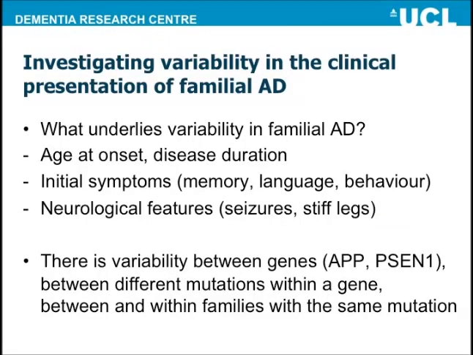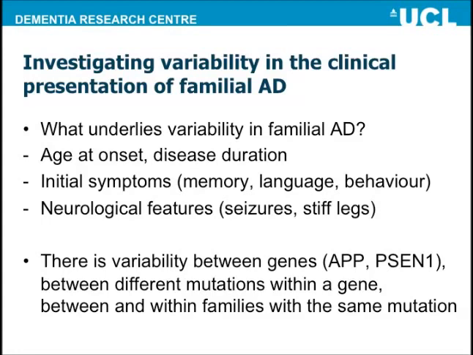So the first application of imaging that I'm going to talk about is how it can be used to investigate variability in the clinical presentation of familial AD. And I want to talk about this for 2 reasons, partly because it's something I'm very interested in, but also because I think it's a really good example of how the questions that you ask us, the things that often we can't answer, and the subjects that we discuss at these meetings can sometimes directly inform the things that we go on to look at in research.